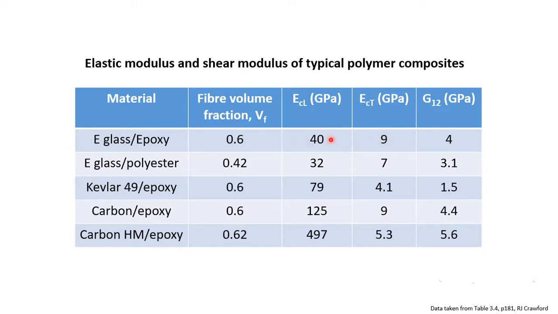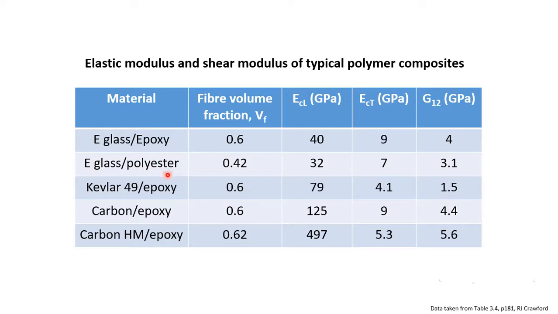So you can see a very big drop in the value. So most of the strengthening we will see in the longitudinal direction. In the transverse direction we do not have much strengthening. And G12, the shear modulus, is 4 here.